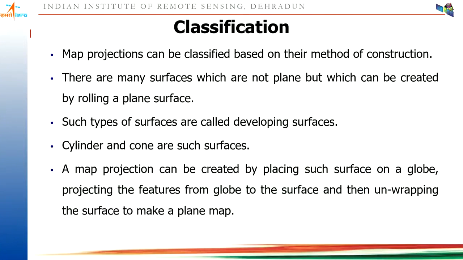So such surfaces we are calling developing surfaces, and the cylinder and the cone are such surfaces. As I told you, the cylinder and cone can be used. They are basically developing surfaces. They are not plane surfaces, but we can use these surfaces for making a two-dimensional map. A map projection can be created by placing such a surface on a globe, projecting the features from the globe to the surface, and then unwrapping the surface to make a plane map.